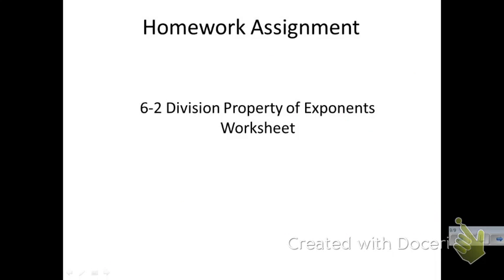Alright, your assignment is the 6-2 division property of exponents. Good luck. I will ask that you guys work together in your groups on number 23. Read those directions very carefully. If you have a hard time understanding, I'll explain it when I come back. So good luck.